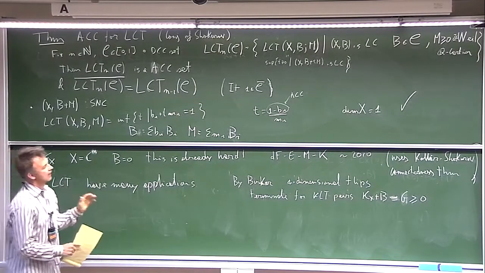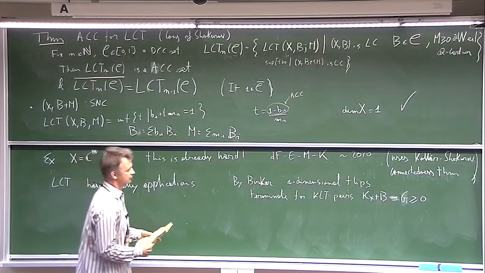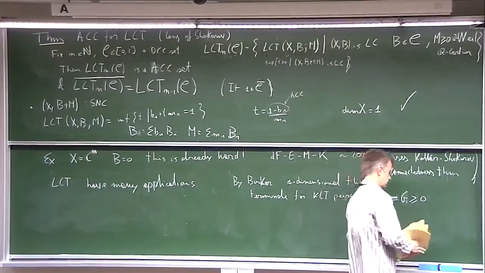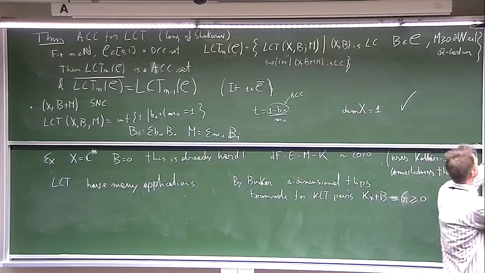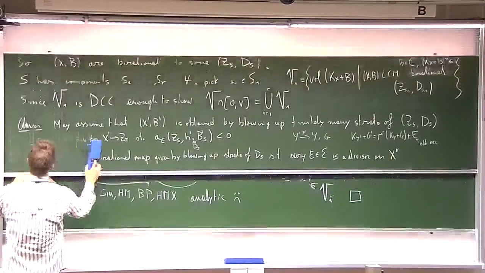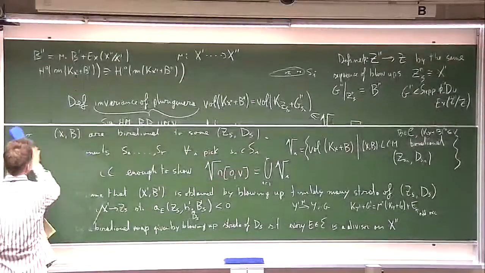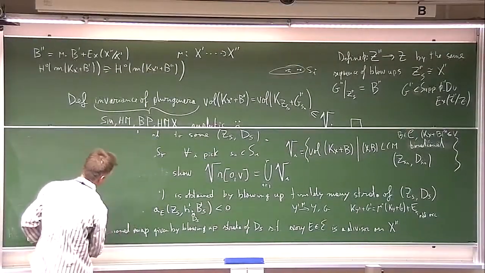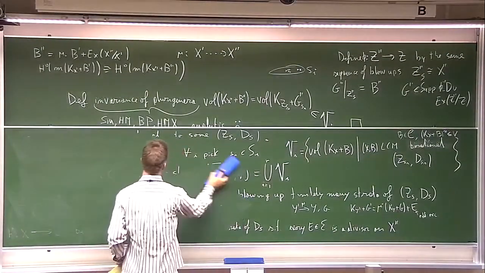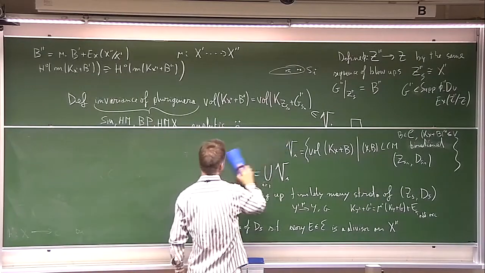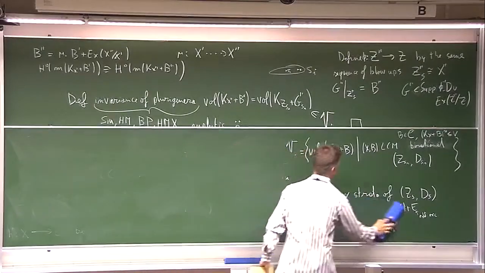Okay, so I'm going to now give you an idea of the proof. Hopefully, a fairly convincing idea of the proof. If this were to fail, then we would have a sequence of pairs with increasing log canonical thresholds. And I want to use this sequence of pairs to find a contradiction.